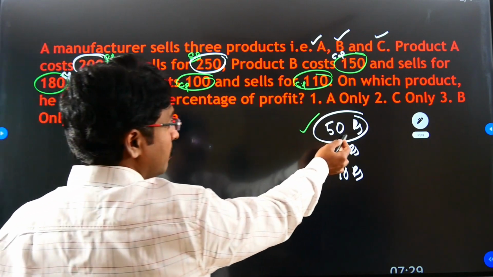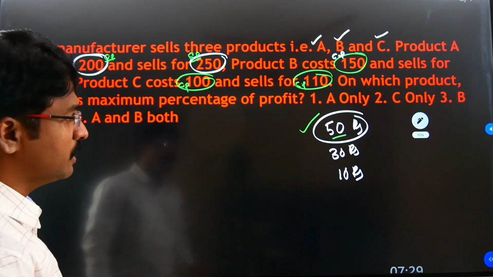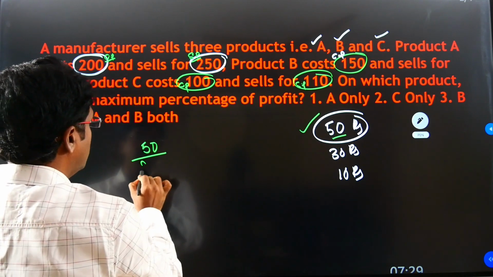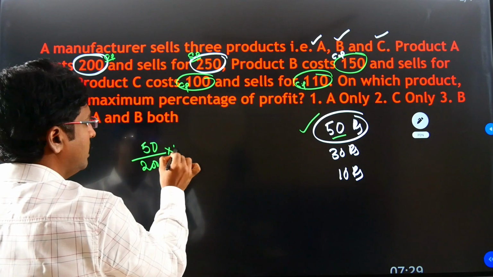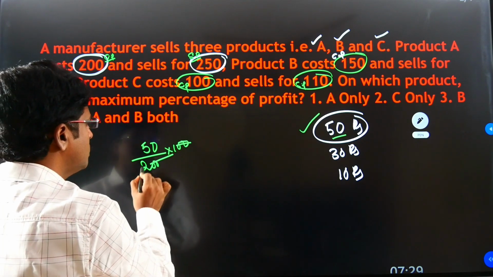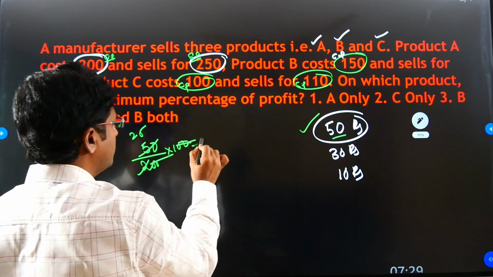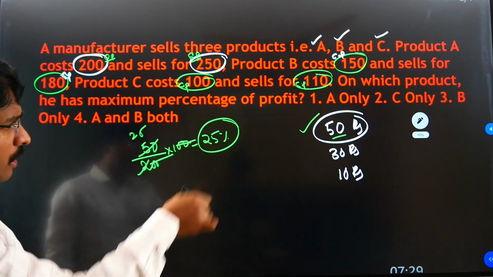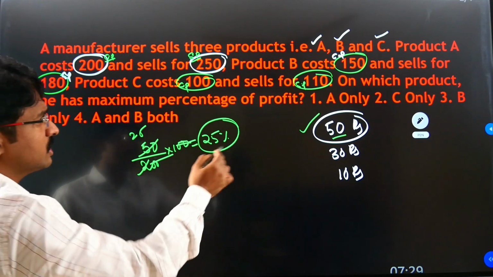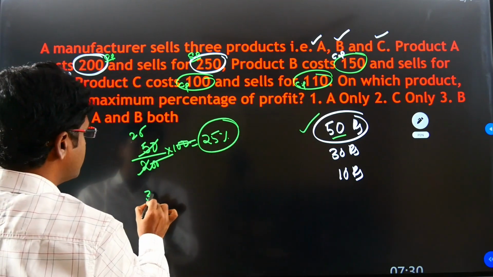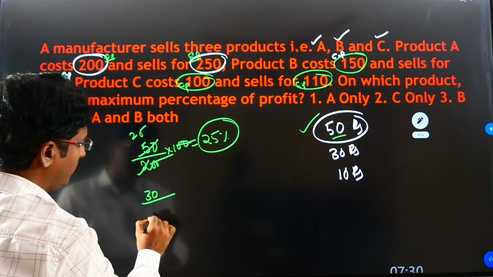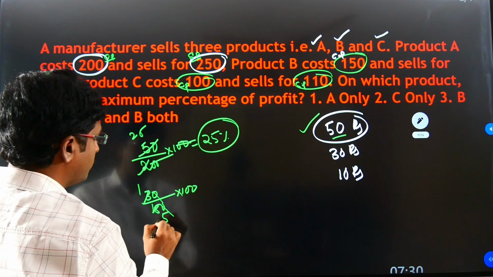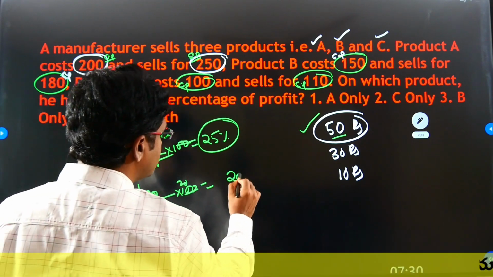This is the first one, product A, 50 rupees profit. That means profit by CP into 100, that is 50 by 200 into 100, which is 25%. Always we look at the percentages only, not the number of rupees. Next, 30 rupees profit. That means 30 rupees by CP 150 into 100. The zeros cancel, 3 ones are 3, 3 fives are 15, that is 20% profit.